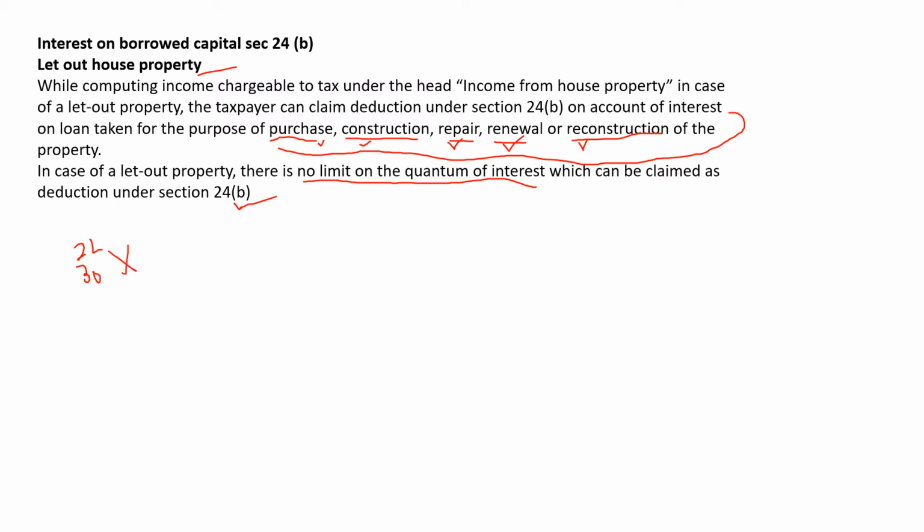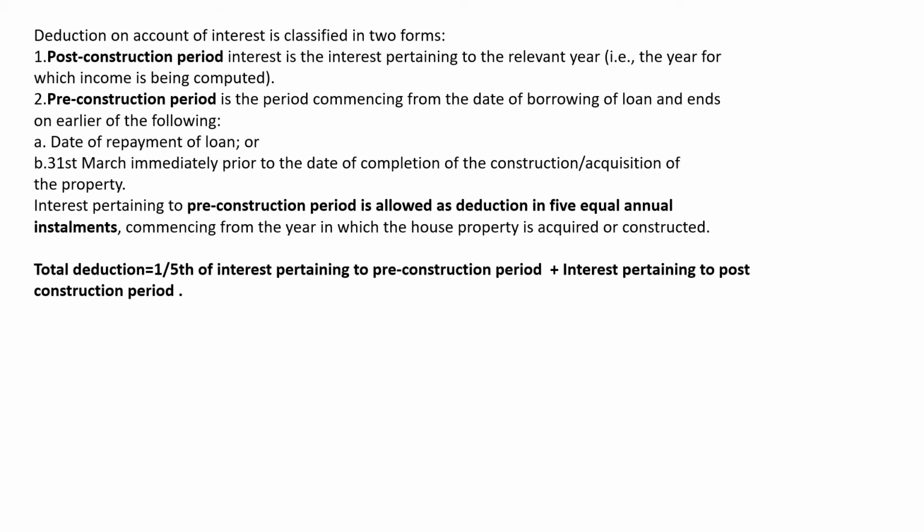But some things we need to see while taking the deduction on interest. That means the full amount we can take as deductions, but there are some criteria of pre-construction interest and post-construction interest. So let us see what the criteria is for finding out the deductions on interest on loan for let out house property. We divide the period into two parts, that is pre-construction period and post-construction period interest. Okay, what is the pre-construction period interest? We will be seeing this with an example.